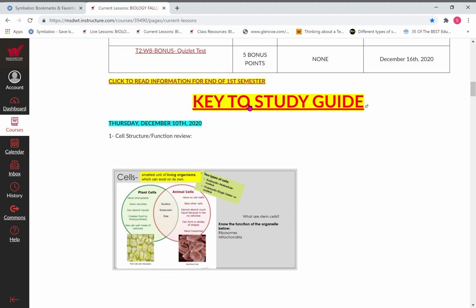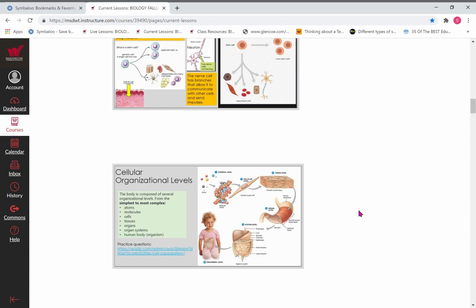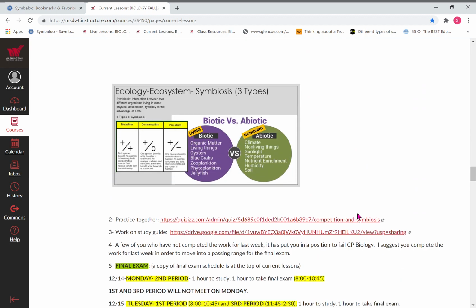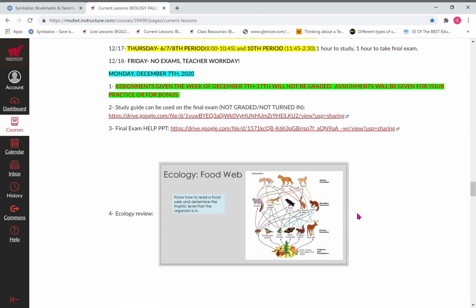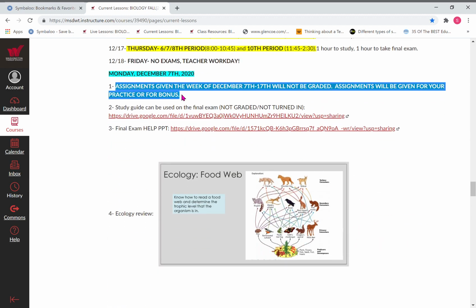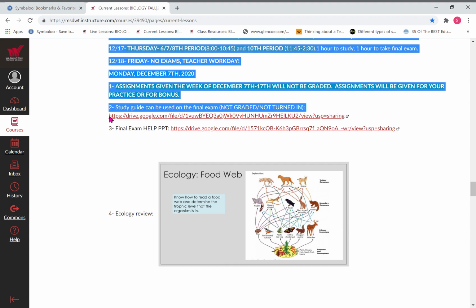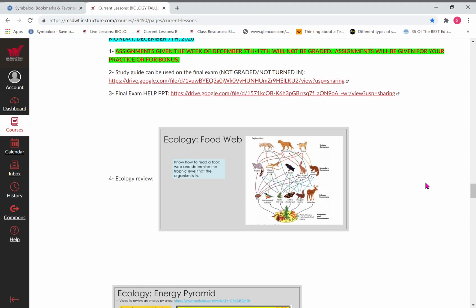Here is the key to the study guide. And then I'm actually recording this later in the week. So we need to go down to Monday. Here is Monday. Like I said, I'm not going to give you any additional assignments. Here is the link to the study guide. I'm not having you turn it in, and I'm not going to grade it. You are allowed to use the study guide on the final exam.